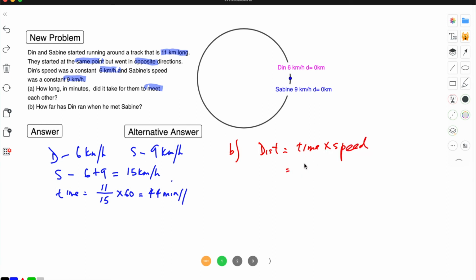Right, so time is 44 minutes, but we have to divide by 60 because the speed is in kilometer per hour, and Dean's speed is 6 kilometer per hour. Right, so we're going to get 4.4 kilometers.